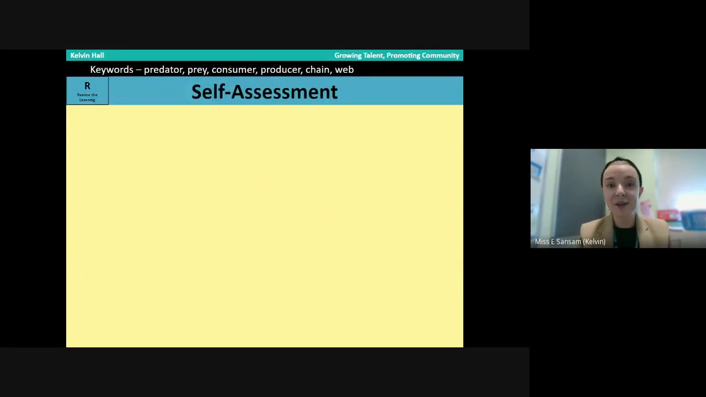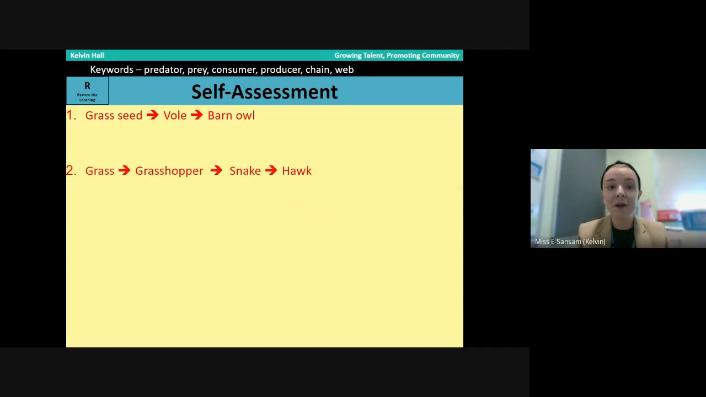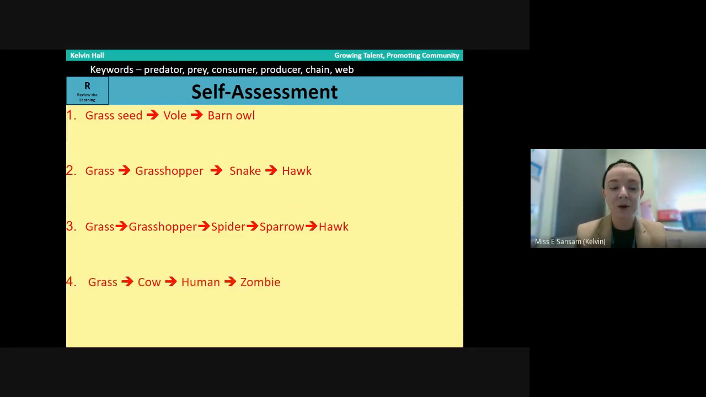Let's go through the answers then. So hopefully we got these all right. So for number 1, we should have had grass seed, arrow, vole, arrow, barn owl. For number 2, we should have had grass, arrow, grasshopper, arrow, snake, arrow, hawk. For number 3, it's a slightly longer food chain this time, we should have had grass, arrow, grasshopper, arrow, spider, arrow, sparrow, arrow, hawk. And then for number 4, the last one, grass, arrow, cow, arrow, human, arrow, zombie.